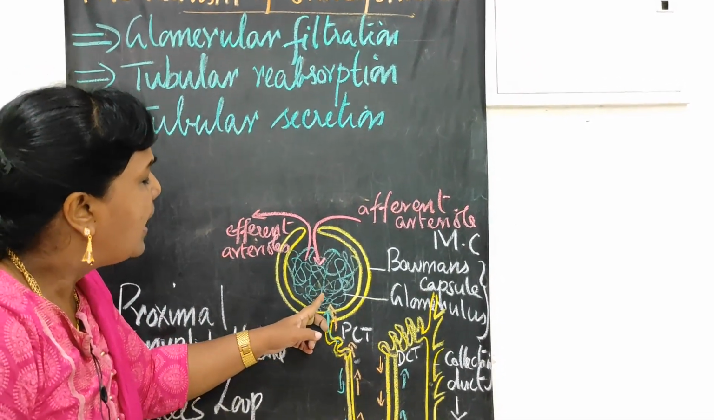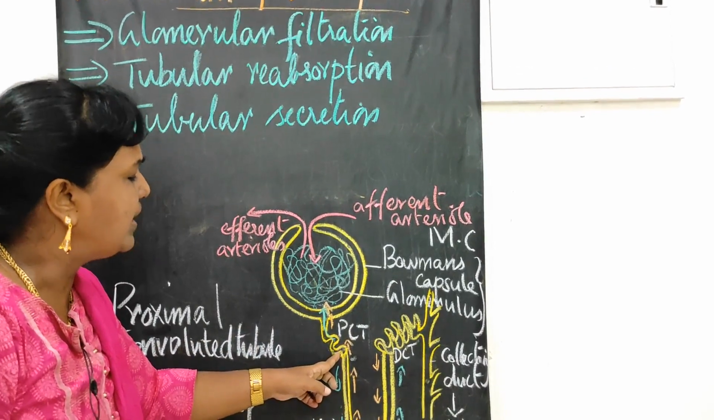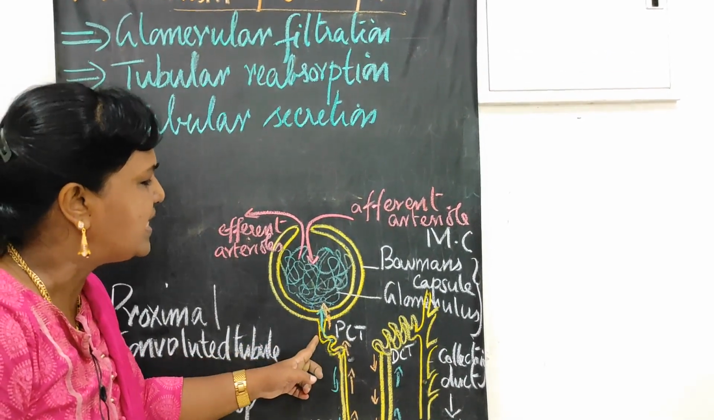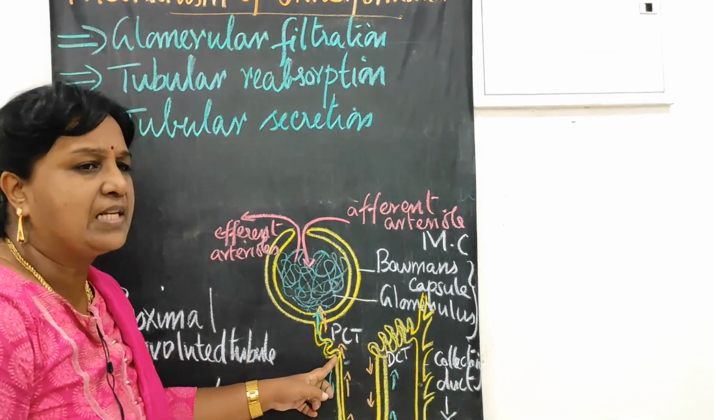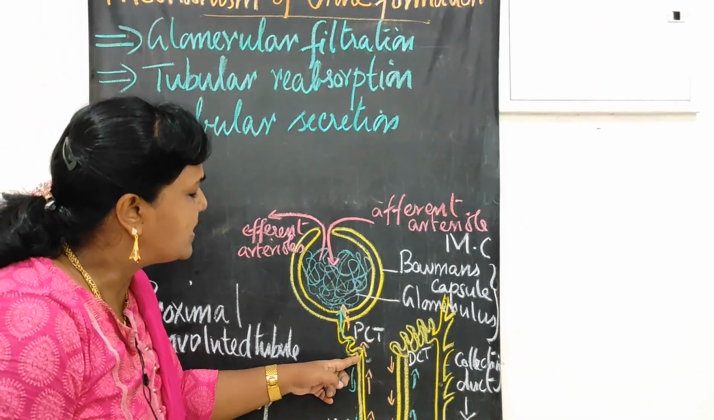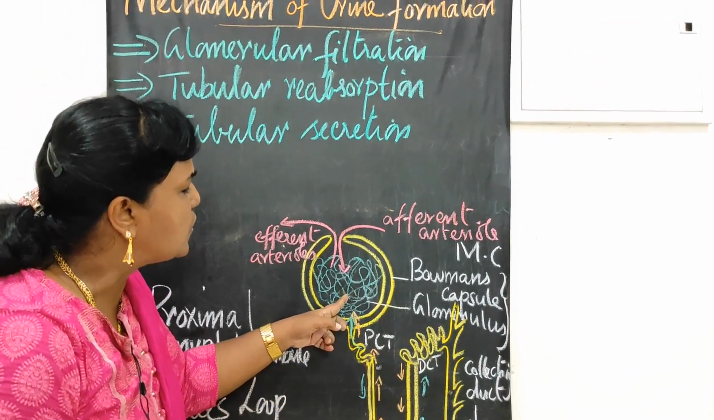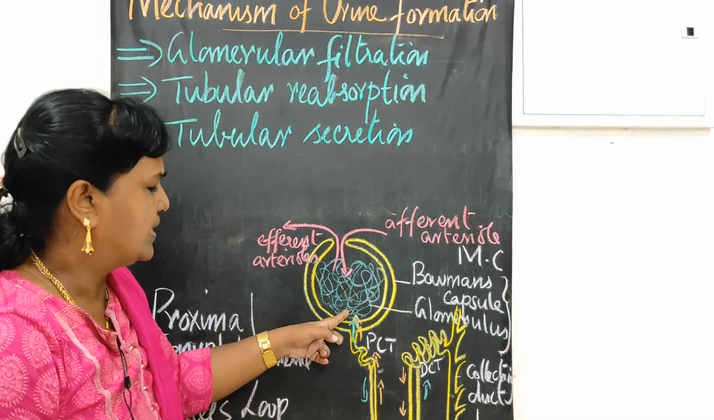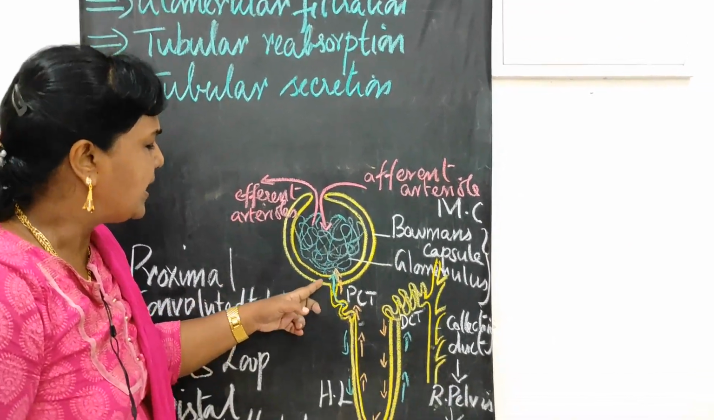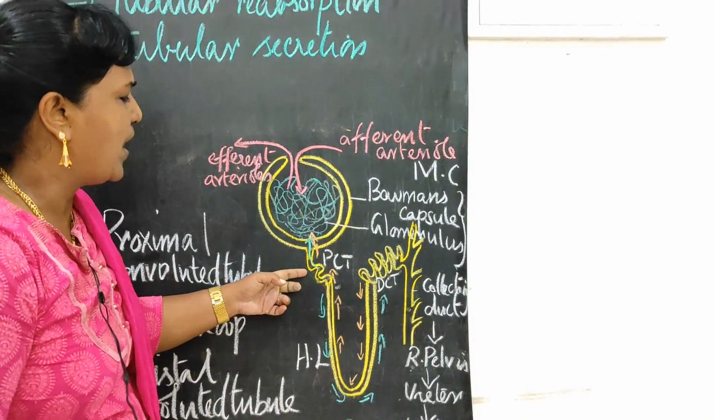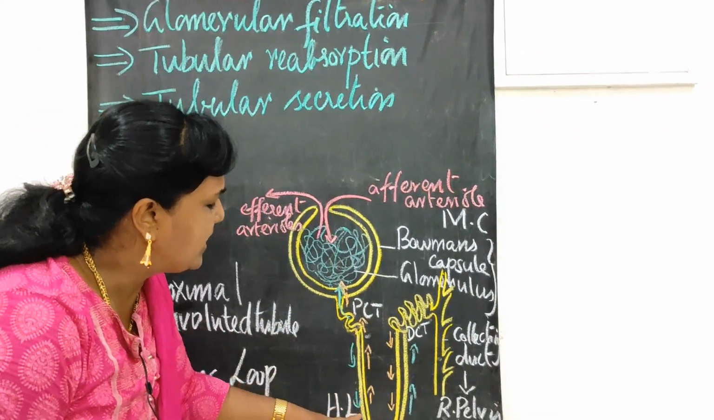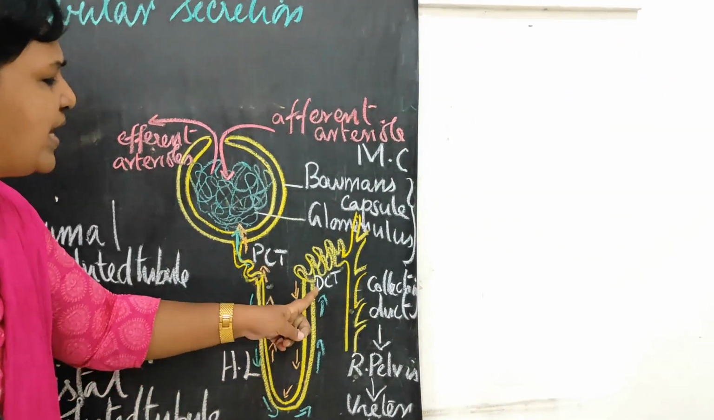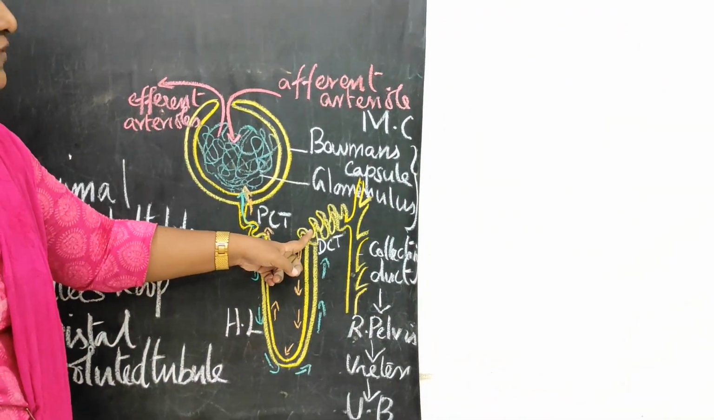So the waste materials enter into the renal tubule, that is, it reaches the proximal convoluted tubule. The essential substances are reabsorbed back into the glomerulus, that is, essential substances like glucose, amino acids, vitamins, minerals. Then the waste materials enter into the Henle's loop and finally reach the distal convoluted tubule.